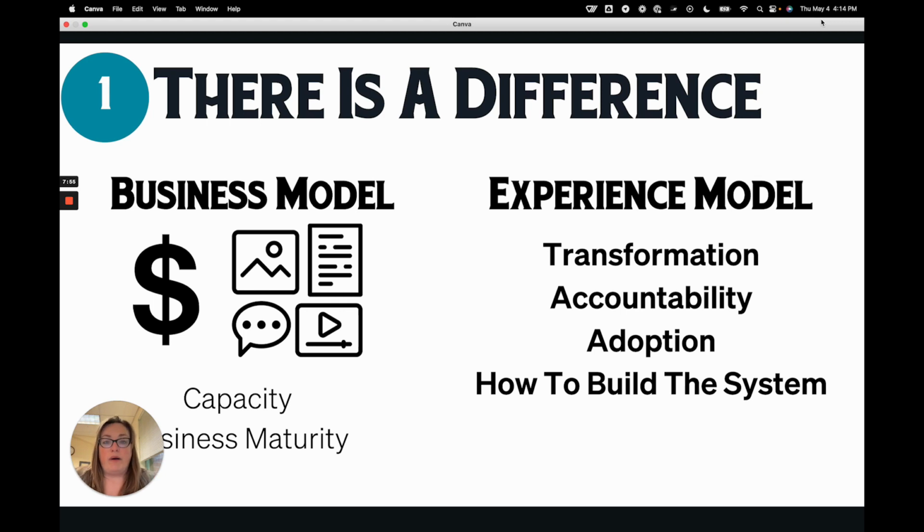So when we think about creating experiences, or the experience model with your continuity space, the things that we're consumed about are transformation, how do I hold my people accountable, how do I help them adopt the behavior and do the thing that I want them to do or adopt the product that I'm giving them, and how do we actually build a system that encourages those behaviors? These are the questions and the intentions behind thinking through an experience lens instead of a business lens. Okay, that was the first discovery.